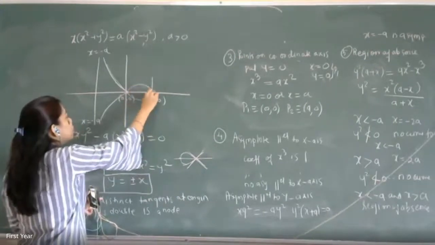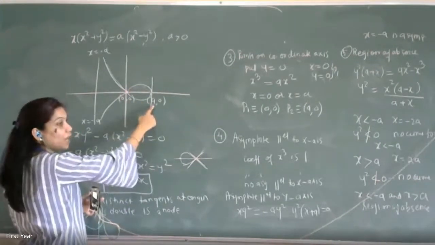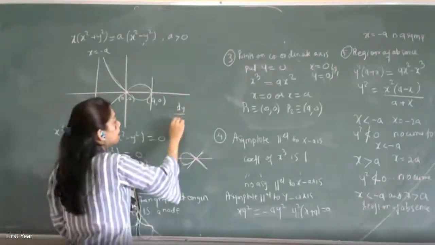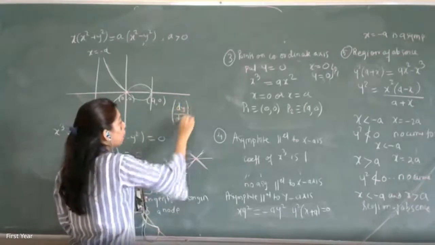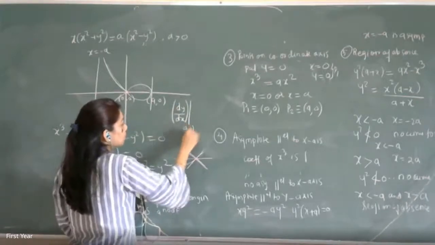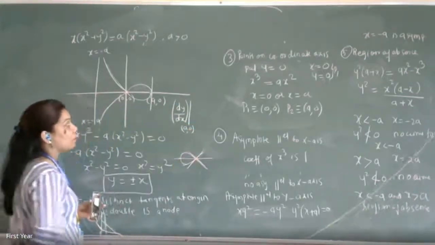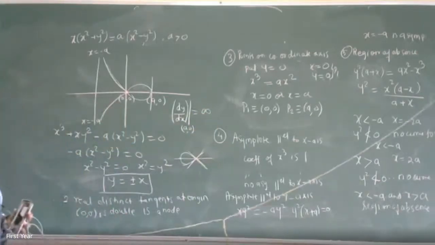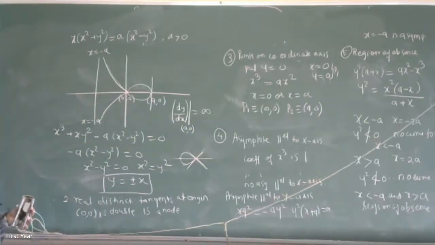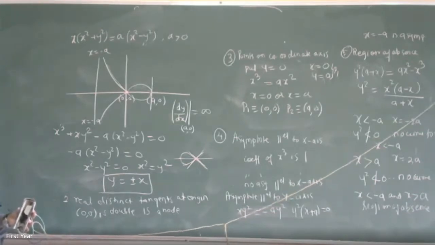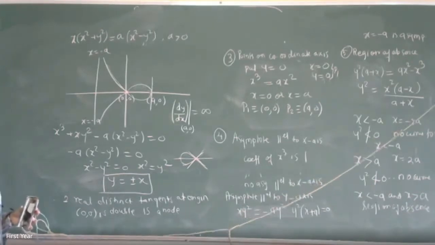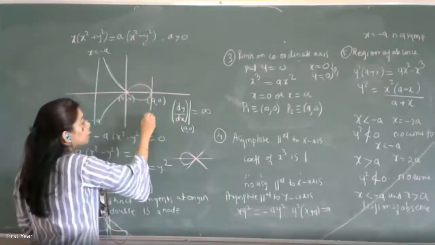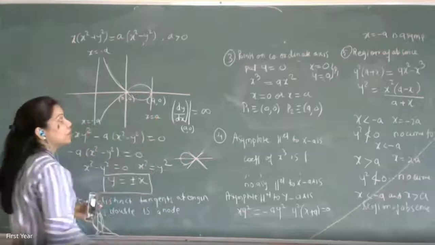या फिर दूसरी चीज क्या कर सकते हैं, हम लोगों को स्पेशल पॉइंट मिला है a,0. So you can find dy by dx at a,0, and what will that turn out to be? It will be infinity. dy by dx will turn out to be infinity. That is, tangent is perpendicular to x-axis or parallel to y-axis. So that's your tangent. Are we getting it? What is the tangent? X is equal to a is the tangent at this point.